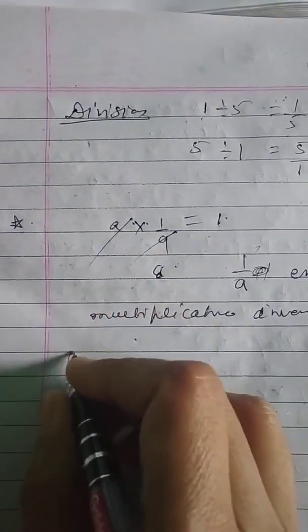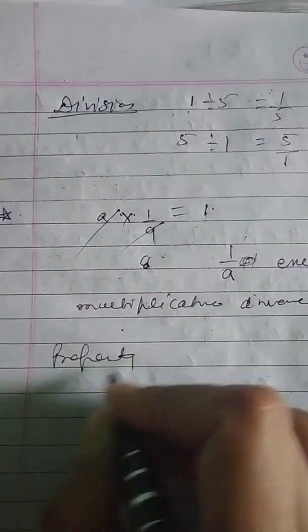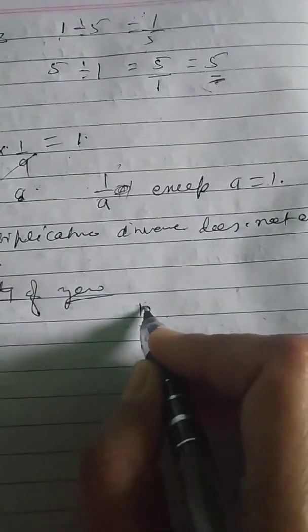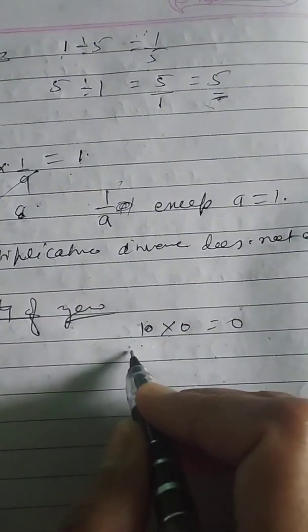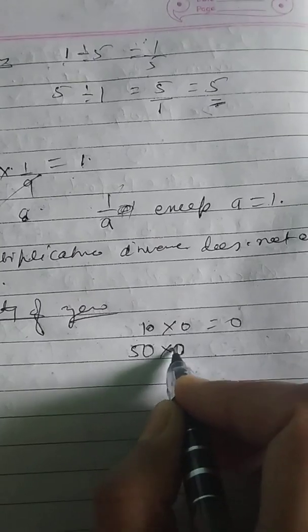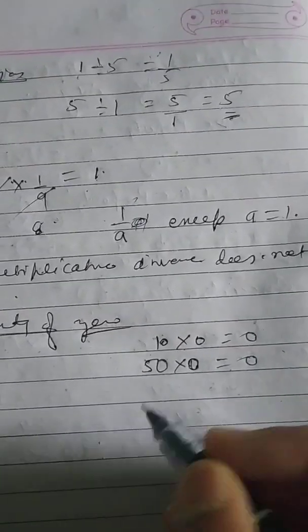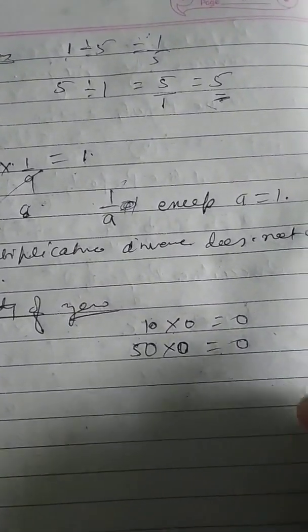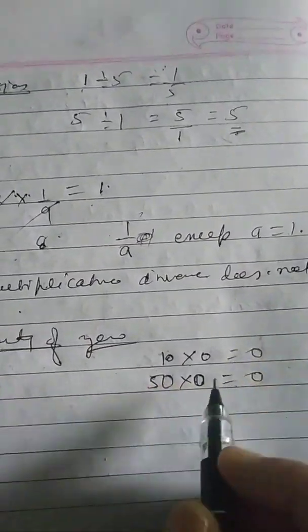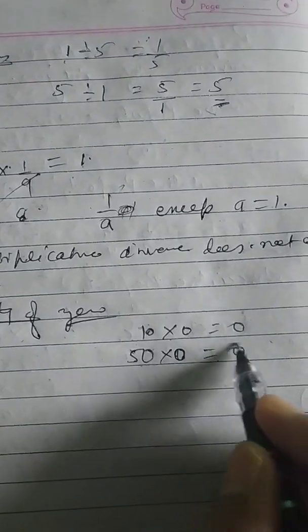Now come to the property of 0. This is a very important property, students. You have to pay attention. When we multiply any number with 0, we always get 0, whether the number is very big or small. Suppose 50 multiplied by 0, we will get 0. 1000 multiplied by 0, we will get 0. Whether the number is very small or very big, if we multiply with 0, we always get 0.